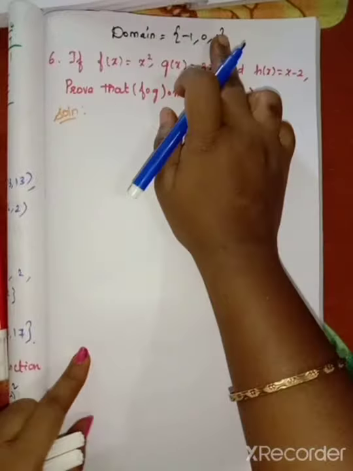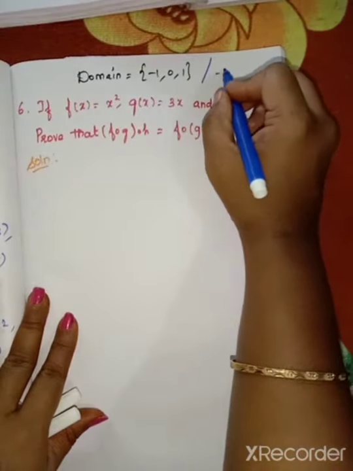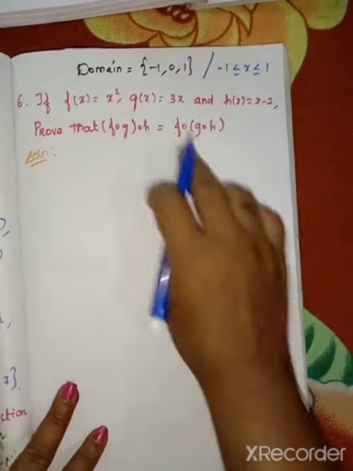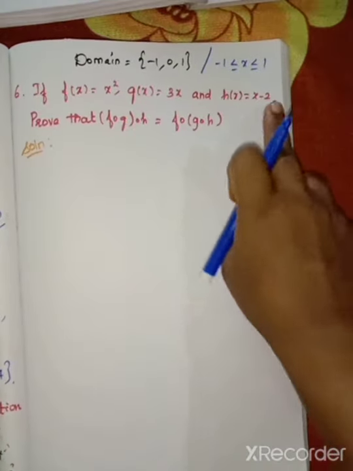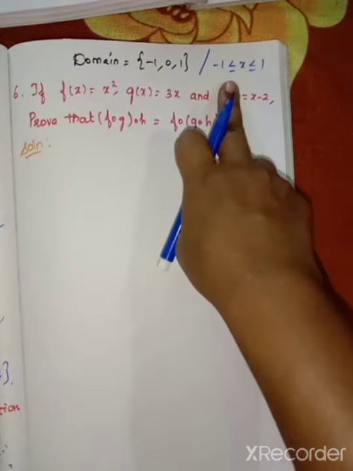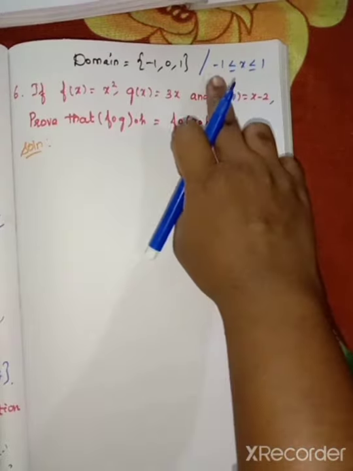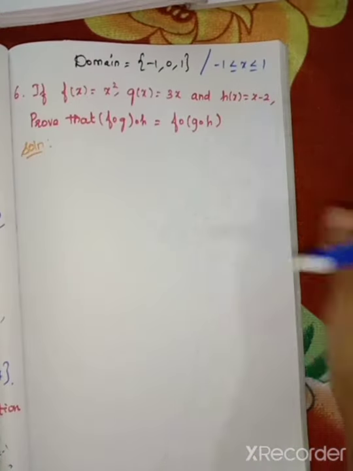In this domain you can write another form also, that is minus 1 less than or equal to x less than or equal to 1. If you write it this way, this is also correct. This is the set builder form. So minus 1 less than or equal to x less than or equal to 1, because in between we have the numbers minus 1, 0, 1. The earlier one is the roster form, and this is the set builder form.